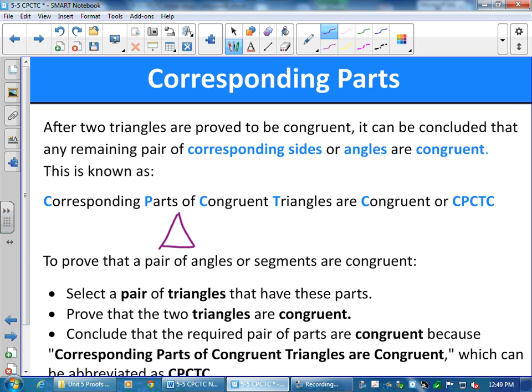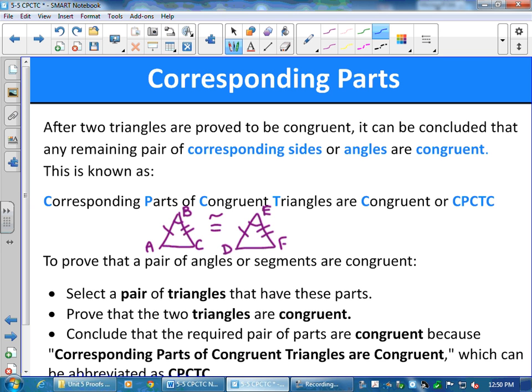If I have a pair of triangles, so let's say triangle ABC, I'm just going to call this one DEF. Let's say that I prove these congruent by side, angle, side. So I figured out the triangle ABC is congruent to triangle DEF by side, angle, side. Now that I know that these two triangles are congruent to each other, I can say that all the remaining sides or angles are also congruent.